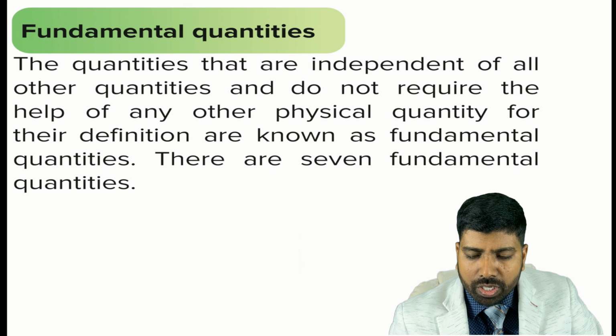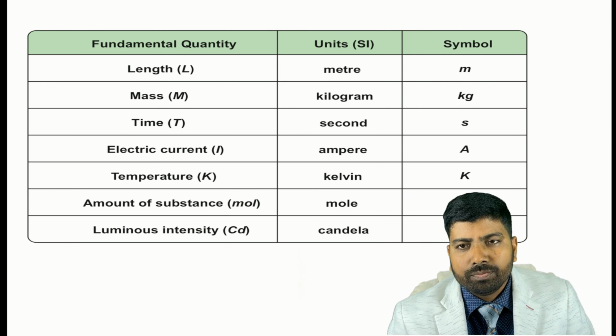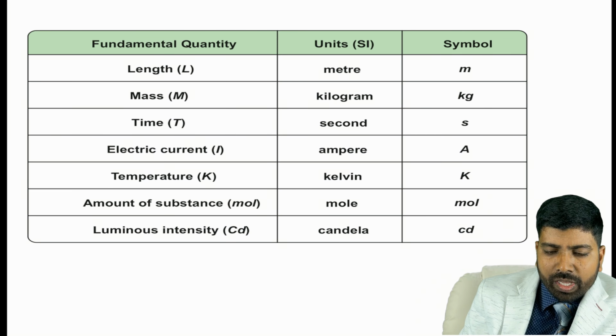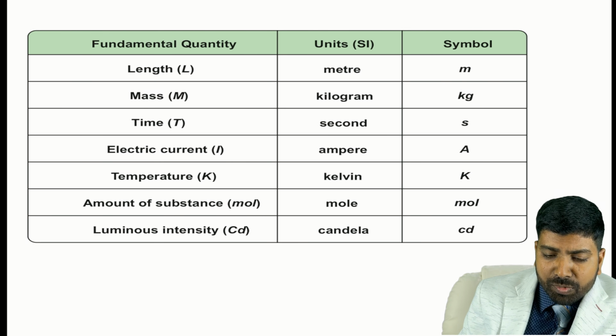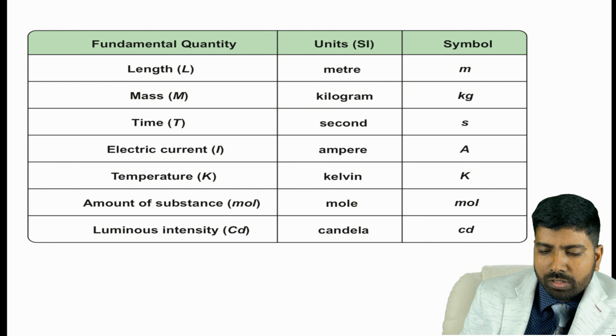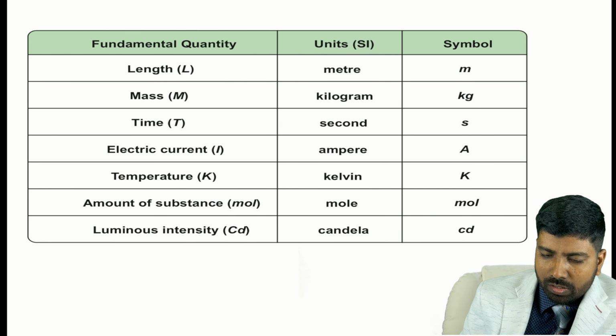In olden days the story was something different, but in modern science we have 7 fundamental physical quantities. I have written here the name of the fundamental physical quantities, the SI unit we are using and the symbol. For length, the unit is meter and the symbol is m. Similarly for mass, it's kilogram and kg is the symbol. For time, the unit is second and the symbol is s.